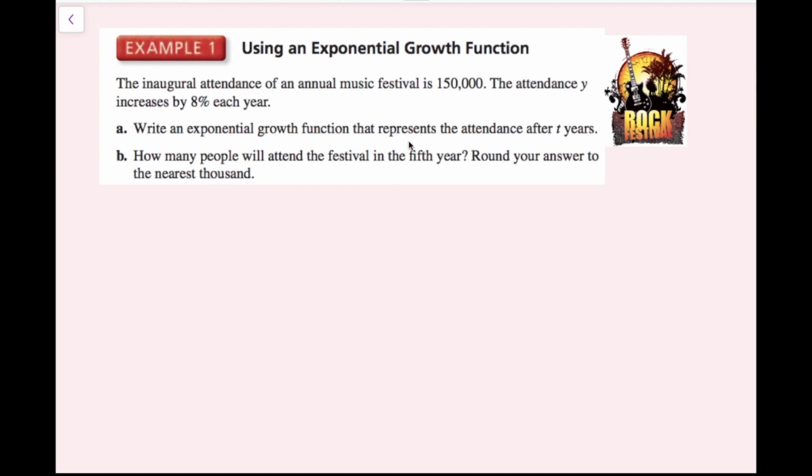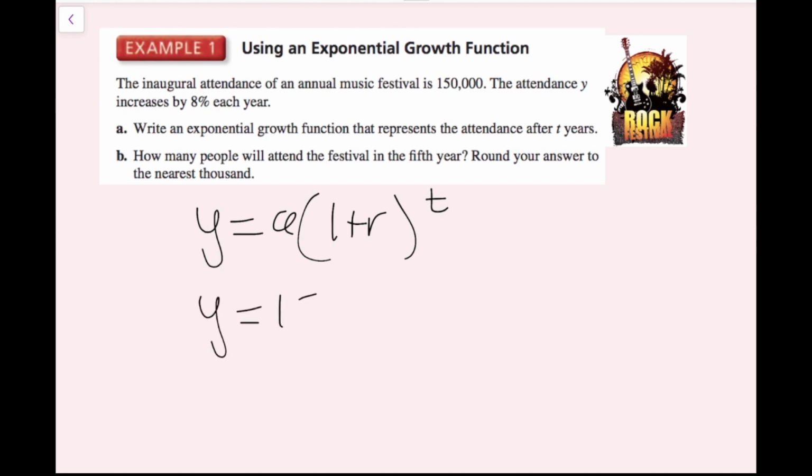So first I'm going to write my equation, y equals a times 1 plus r in parentheses to the power of t. a is the initial value, r is our percentage increase here, and t is the amount of time here. My initial value is 150,000 because that's how many people attend the festival in the first year. So I'm going to write y equals 150,000 times 1 plus 8% because I'm increasing by 8% each year.